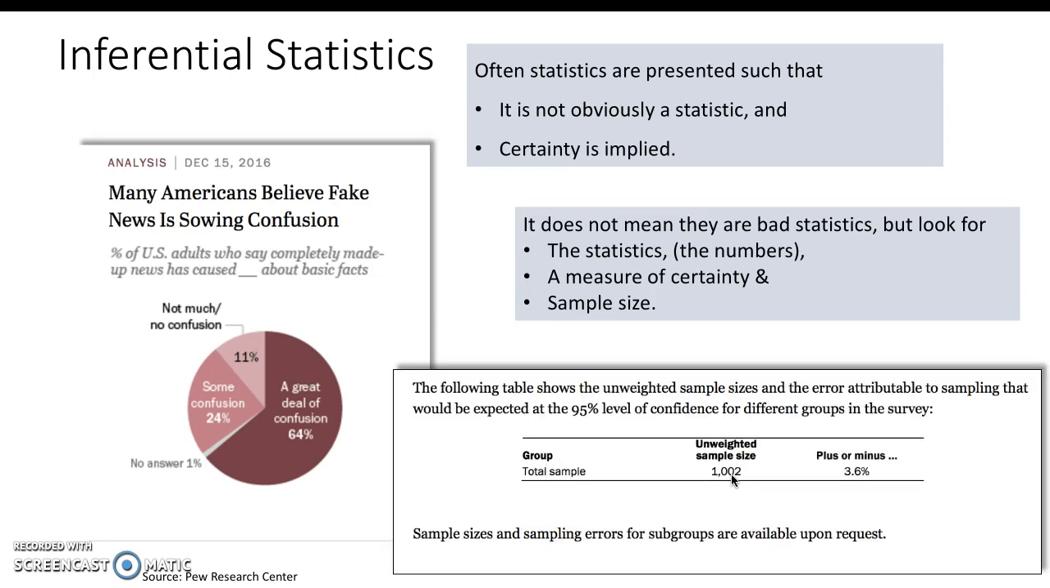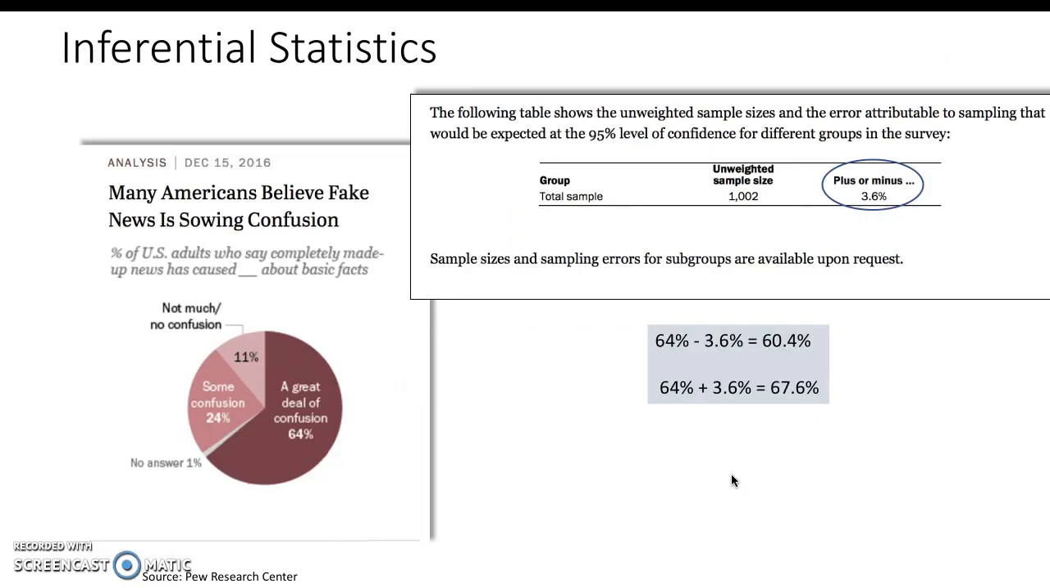Okay, so here's what we can find if we dig a little bit deeper. The following table shows the unweighted sample sizes and error attributed to sampling that would be expected at the 95% level of confidence for different groups in the survey. We find that we have a sample size of 1,002, and then that plus or minus is giving us a range of values around those numbers that are included in the pie chart. That's actually a confidence interval, even though it doesn't look like it.